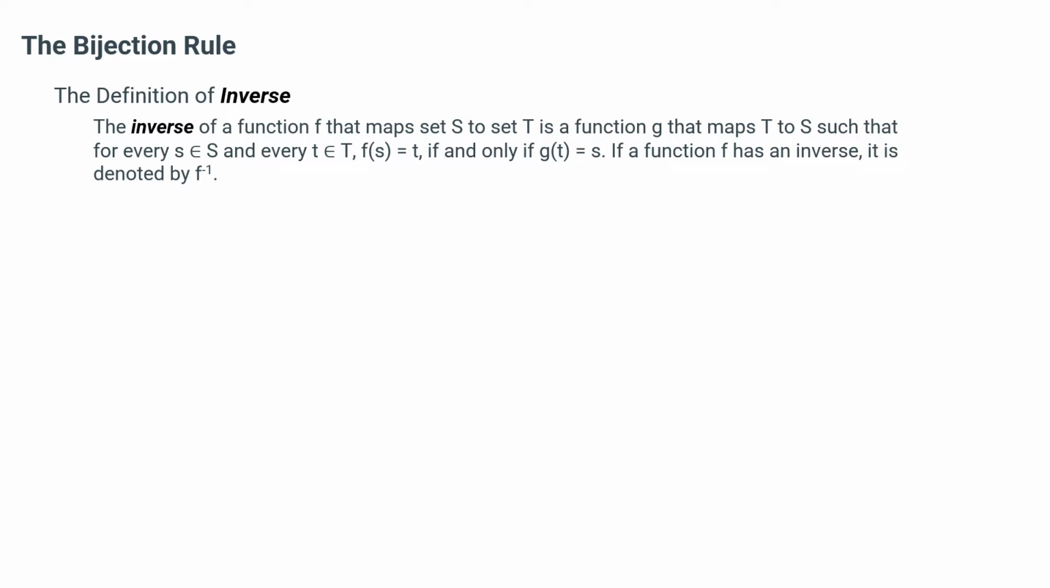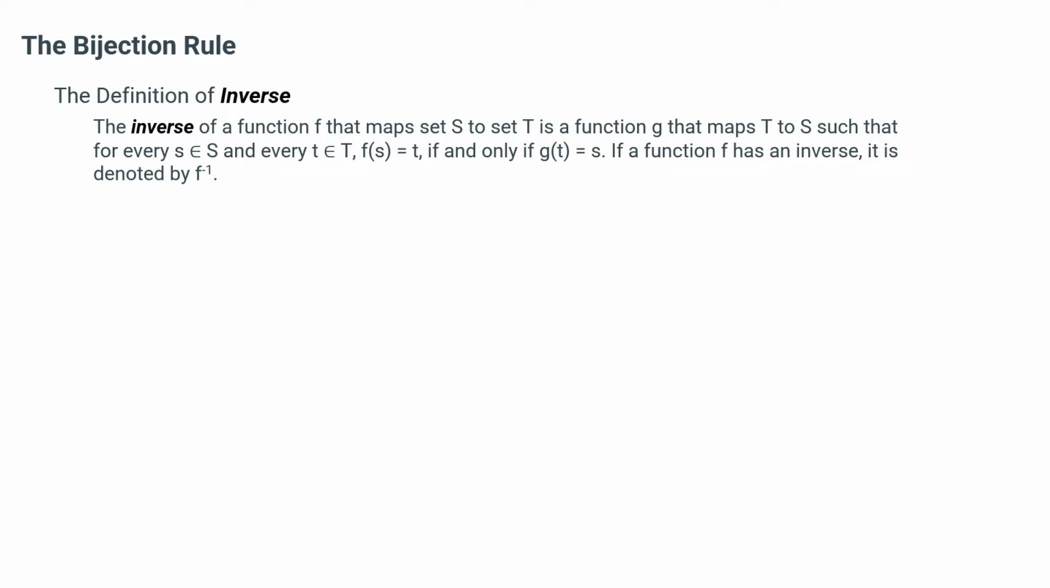for every element in S and every element in T, little s would represent an element in the set S, and little t would represent an element in the set T, f of s equals t if and only if g of t equals s. So f and g would be considered inverses. If we put something into f and we get something out, and we put what we got out into g, we get back to what we started with. f of s equals t if and only if g of t equals s.